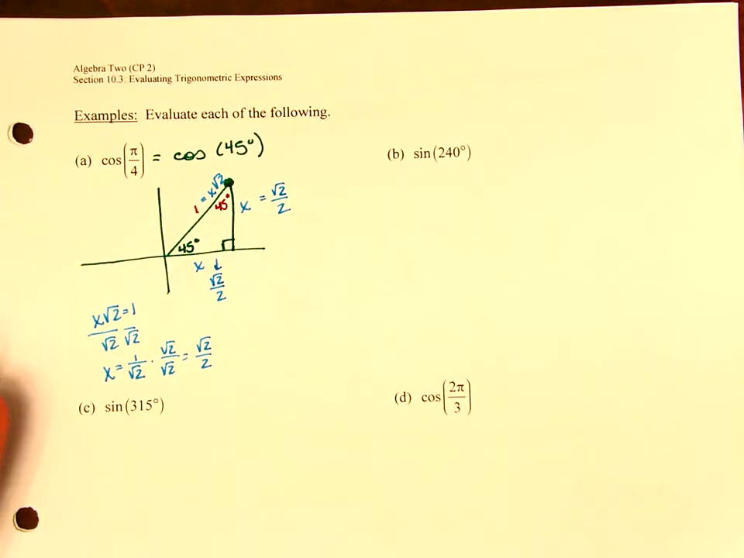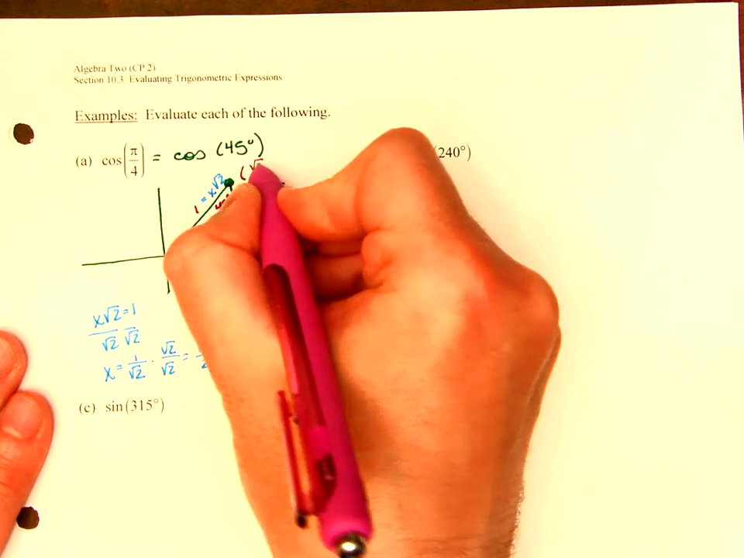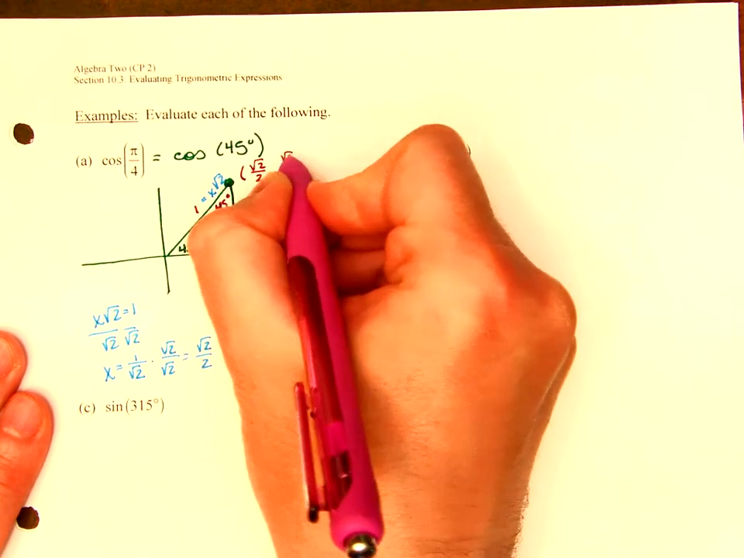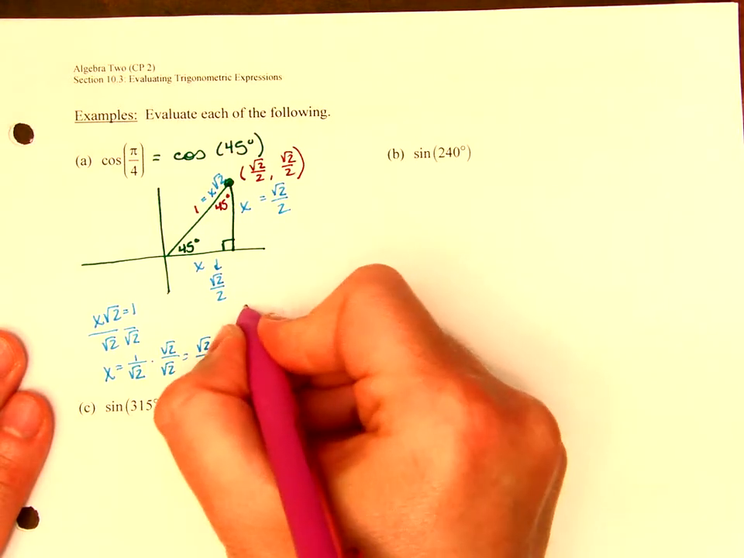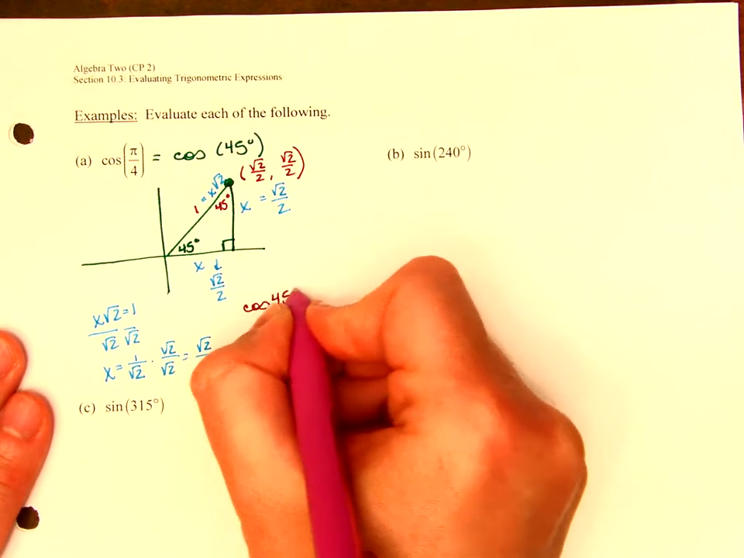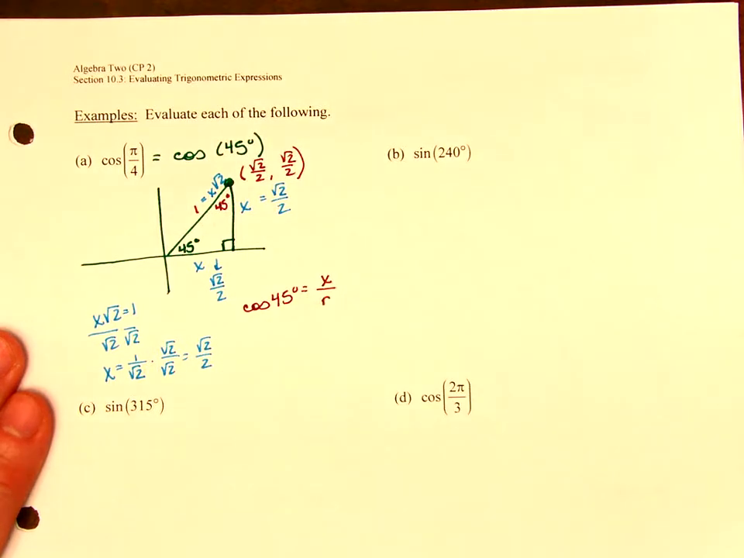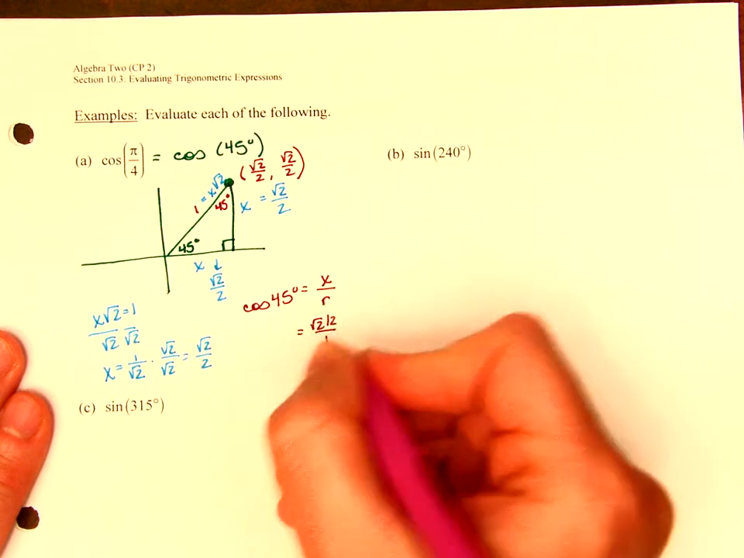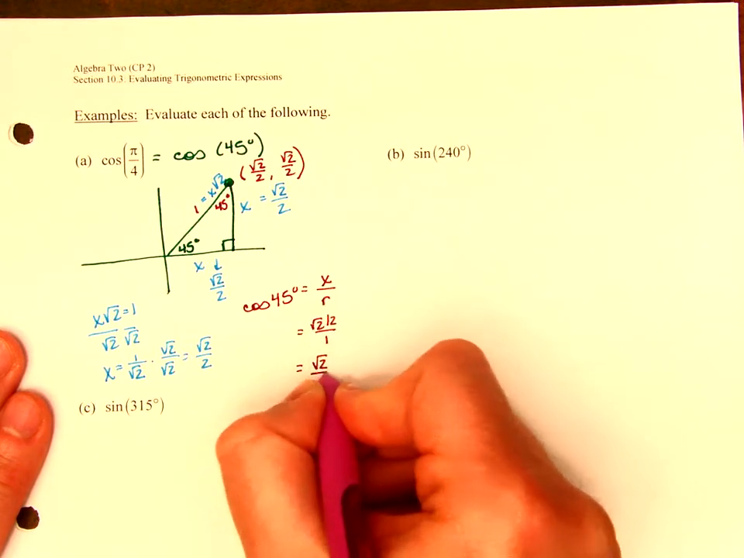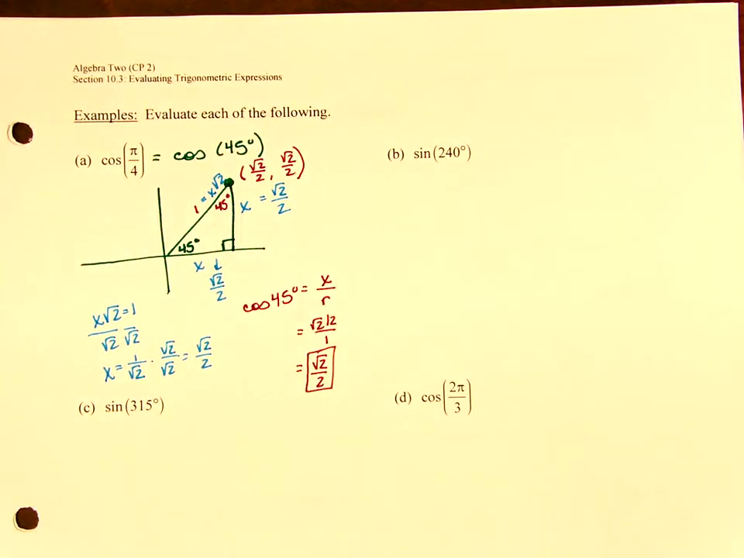I now need to put some coordinates on this point up here. Well, my x-coordinate is root 2 over 2, and my y-coordinate is root 2 over 2. If I want to find the cosine of 45 degrees, that means I need to do my x-coordinate over my radius. Well, my x-coordinate here is root 2 over 2. My radius is 1, so root 2 over 2 over 1 is root 2 over 2. And I've got the cosine of 45 degrees.